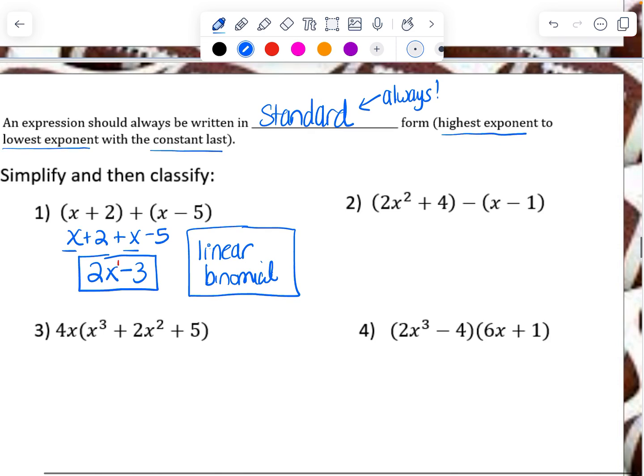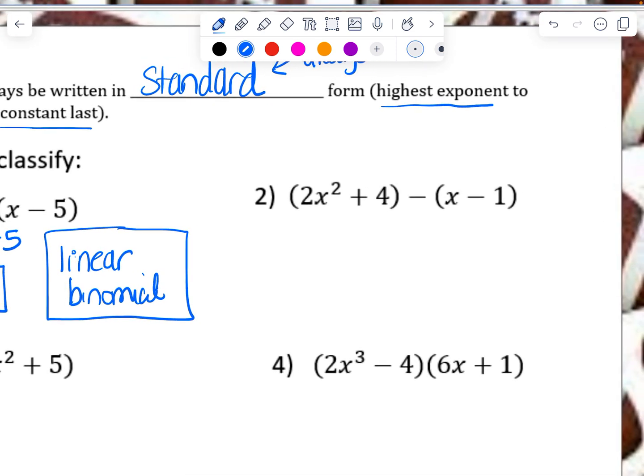All right, if I have something like 2x squared plus 4 minus x minus 1, you have to remember that that minus applies to everything behind it, everything in parentheses. In effect, it's changing the sign of everything in parentheses. So I am going to rewrite this one, 2x squared plus 4, and that's minus x plus 1. So you have to be careful with those because those are the ones that will mess you up. Once I'm done with that, I'm going to go ahead and simplify. I have 2x squared minus x plus 5.